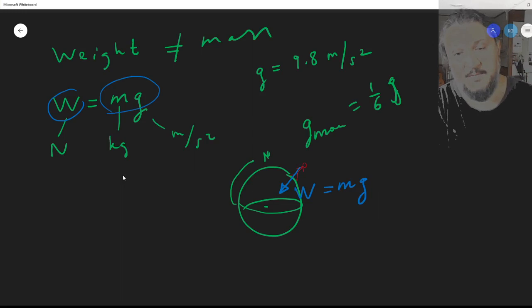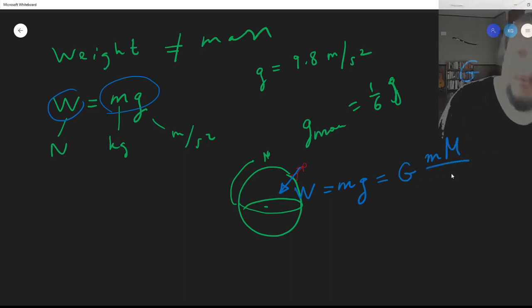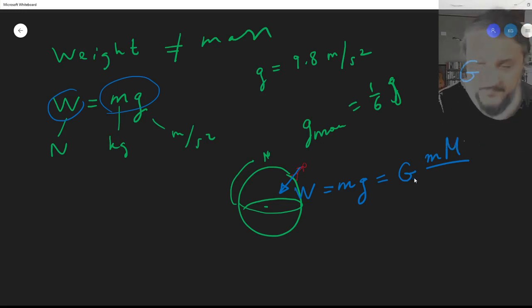Great. But an hour ago, I was telling you about how the capital G is used, the definition of mass through gravity. So I can also write this as capital G times my mass times Earth's mass, 5.97 times 10 to the 24 kilograms, divided by the distance between me and the center of the Earth, squared.